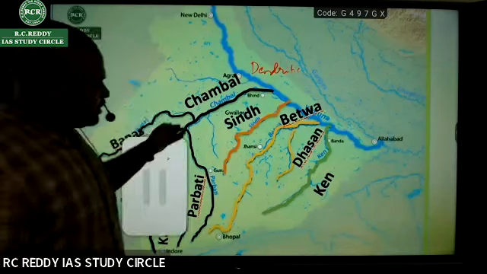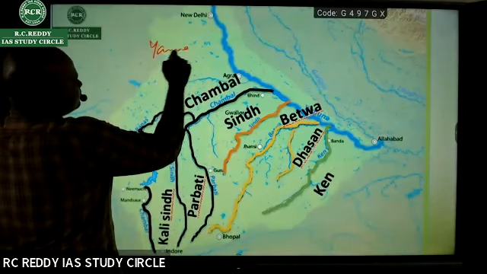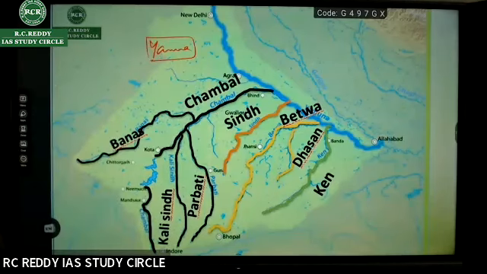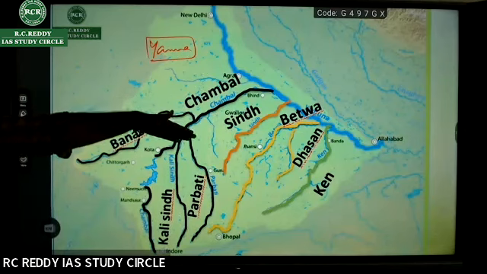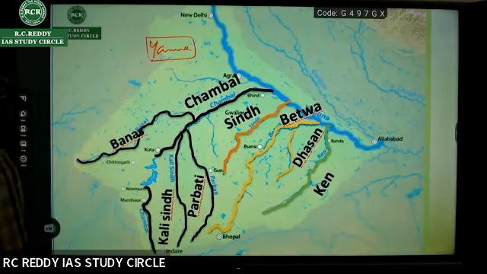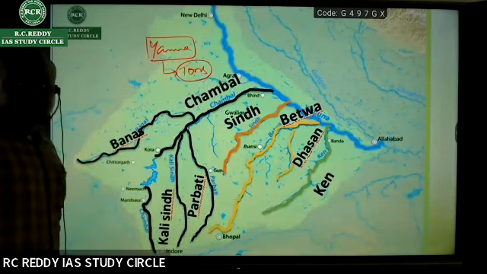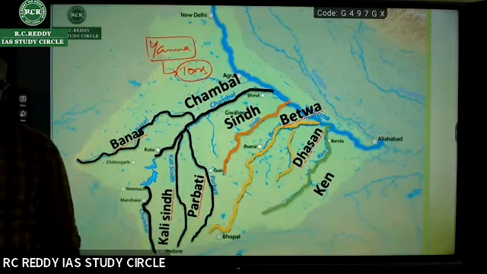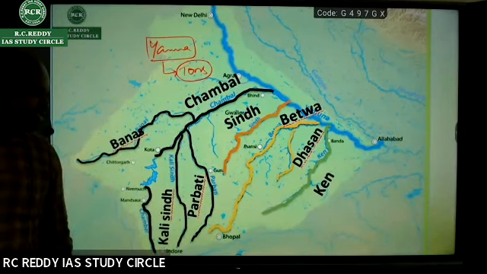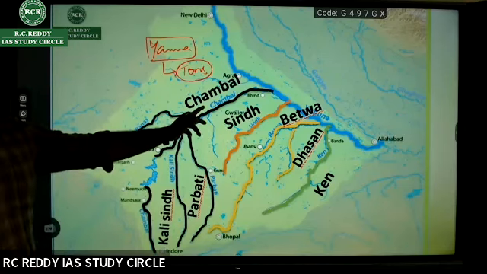Indus, not Indus, sorry. These are the tributaries of Yamuna. In specific, I wanted to give it this year: Chambal, Sindh, Betwa, Dhasan, Ken. Now, the longest or largest tributary of Yamuna is Tones. It is not Chambal, it is Tones. Tones happens to be the largest tributary of Yamuna. Banas, Kalisindh, Parvati, all these happen to be the tributaries of Chambal.